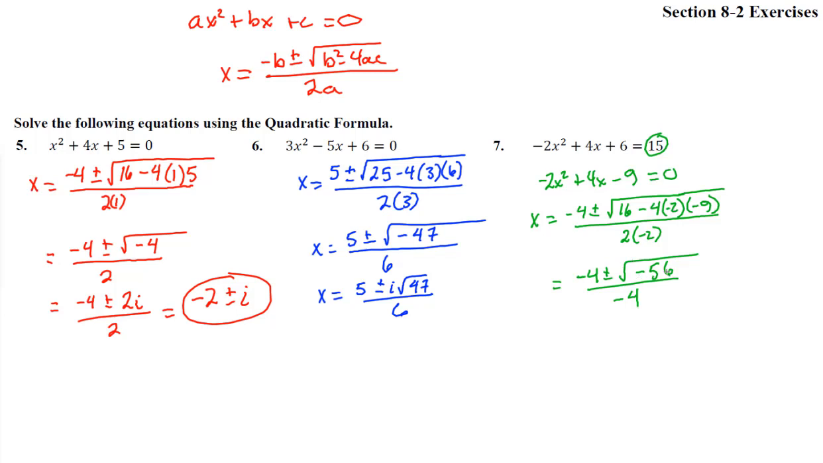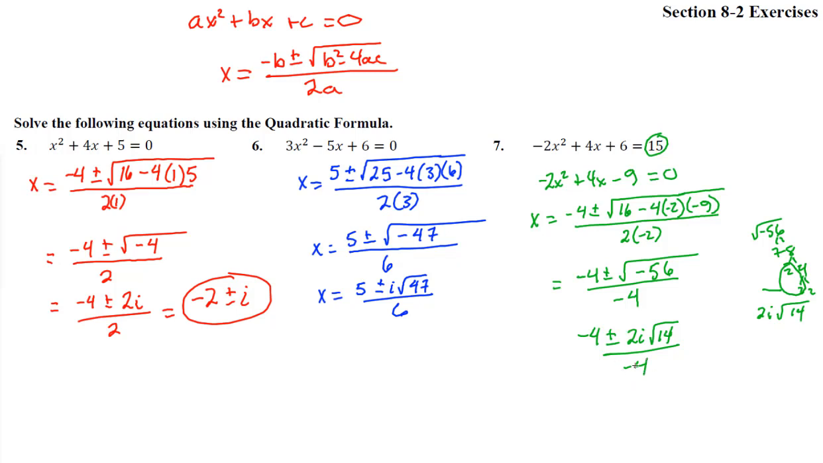Okay, let's see if we can simplify the square root at all. Negative 56, let me see, 56 is 7 times 8, which is 2 times 4, which is 2 times 2 times 2. So one set of these 2's come out. So we get 2i square root of 14. Okay, so negative 4 plus or minus 2i square root of 14 all over negative 4.